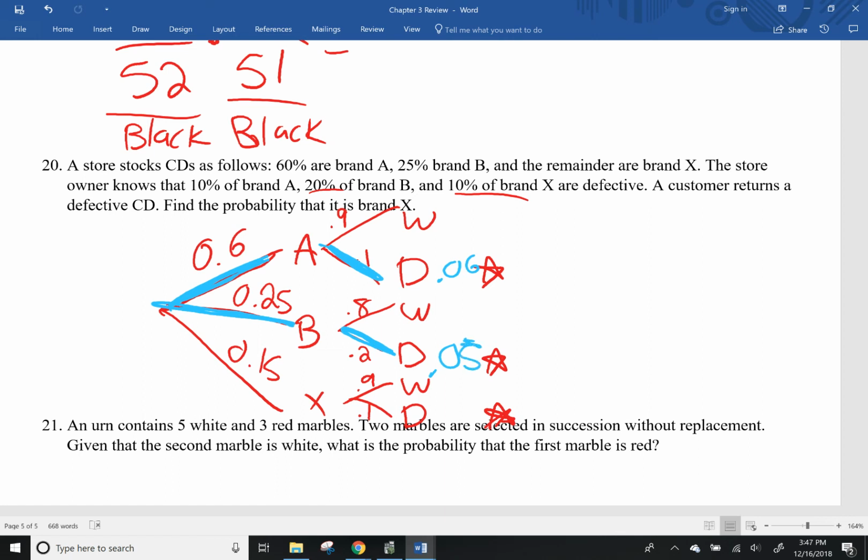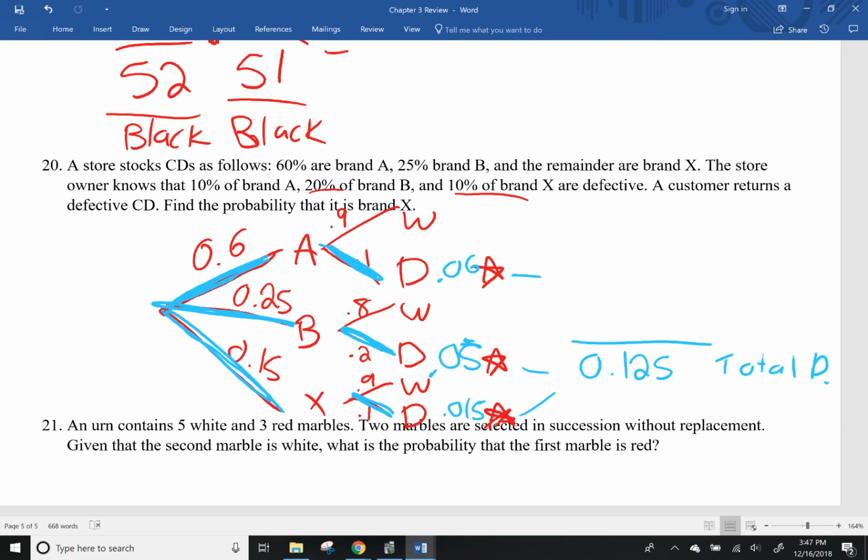And now 0.15, so X brand. X brand defective, multiply those two values together. 0.15 times 0.1, which is 0.015. So if you add these three together, you have the total number of defective CDs, which is 0.125. So this is your total defective.